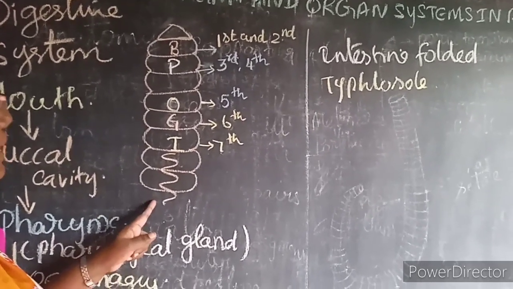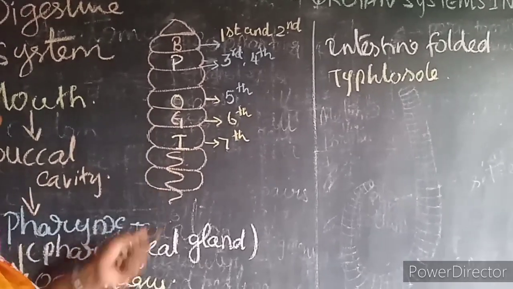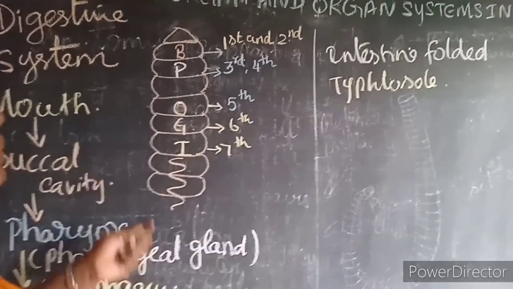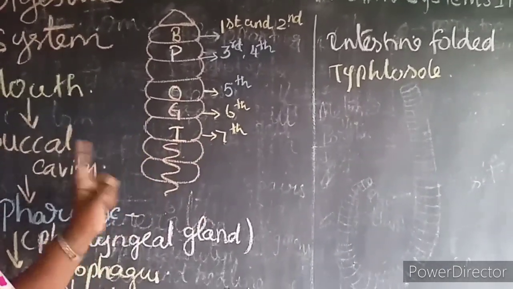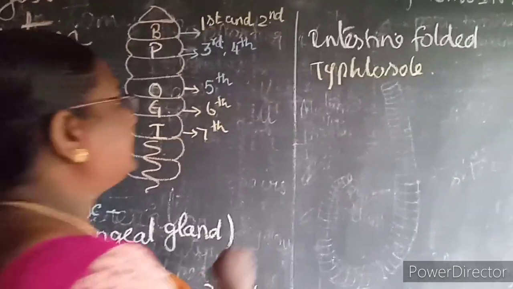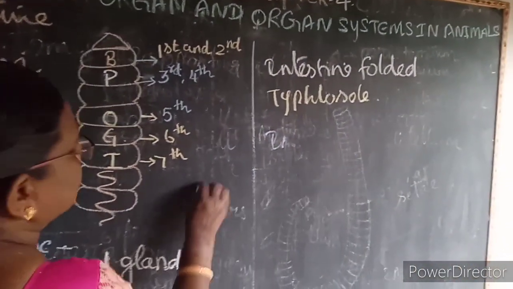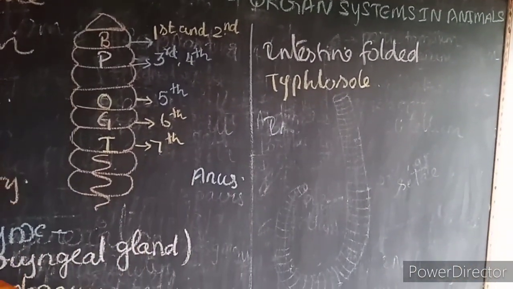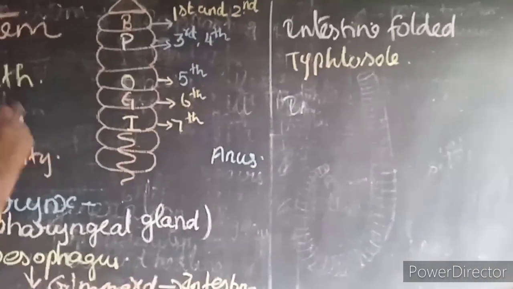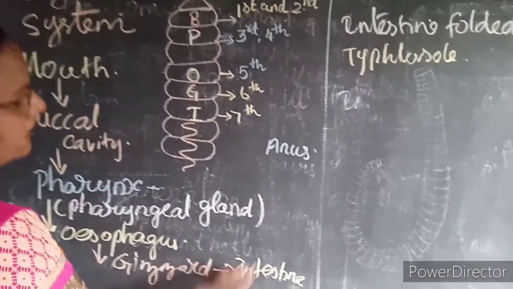Think and say the answer: because it increases the absorptive area of the intestine. That's why the intestine is folded. So, what is a typhlosole? The folded intestine is known as typhlosole. Then this intestine leads to the anus, where the undigested food passes out. So, the order is mouth, buccal cavity, pharynx, esophagus, gizzard, intestine and anus.